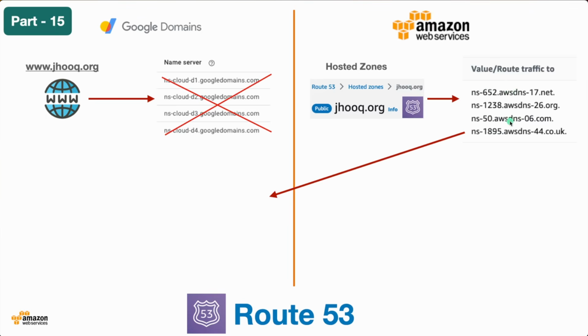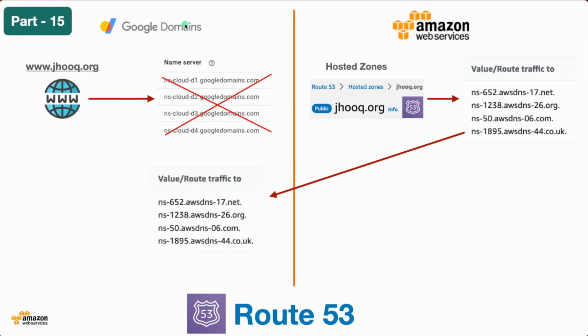So what we will do, we will just copy these name server records from our AWS hosted zone, and then we are going to paste those records inside my Google domain DNS settings, so that our jhook.org, the domain which I have purchased, will be pointing to the name server records of AWS instead of the Google ones.